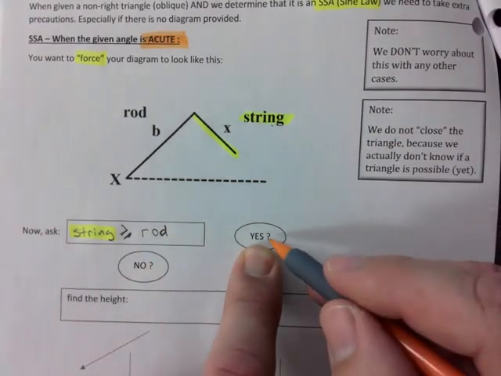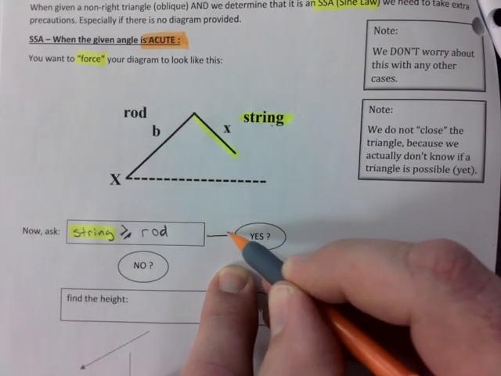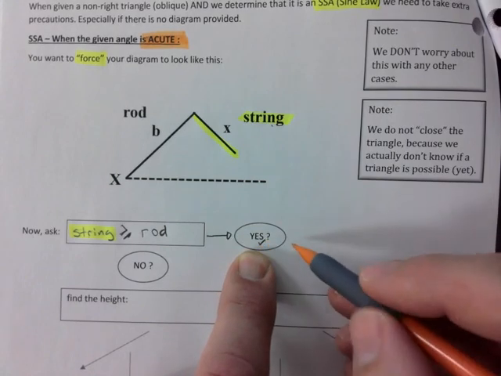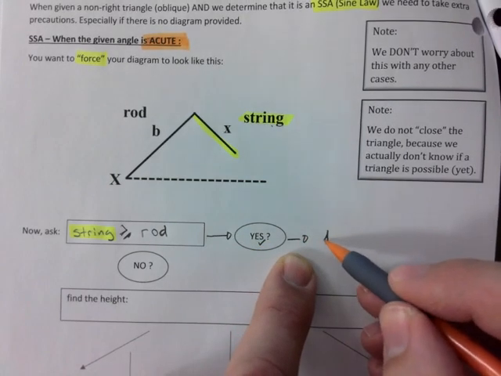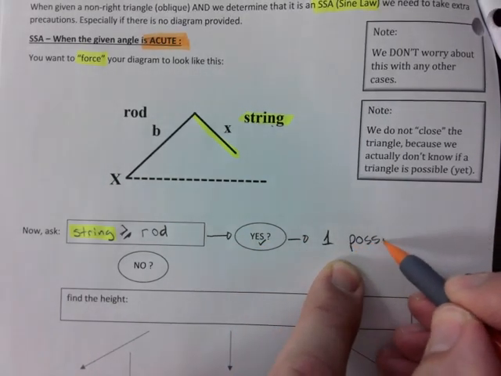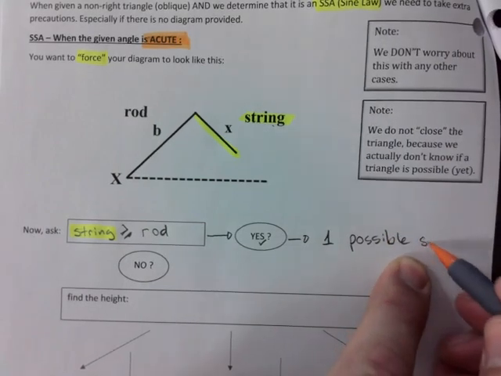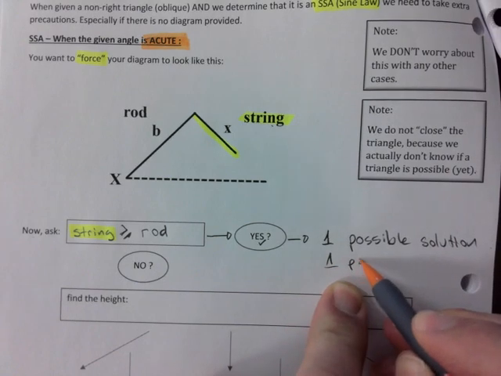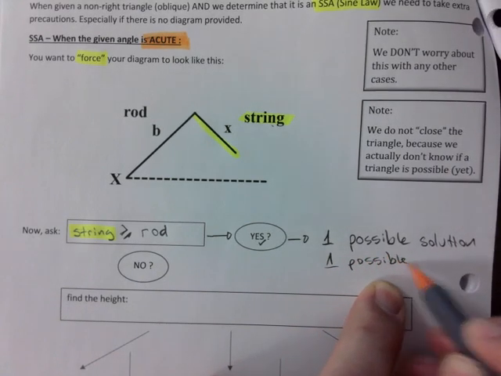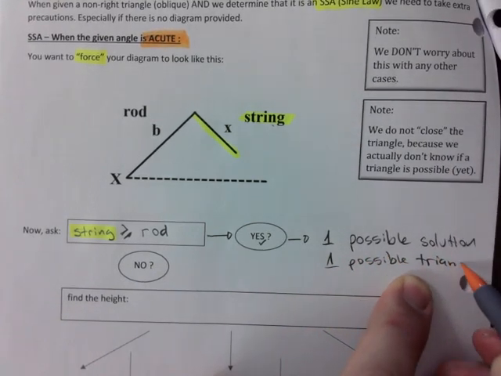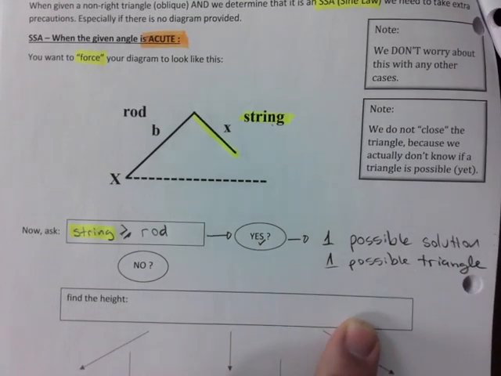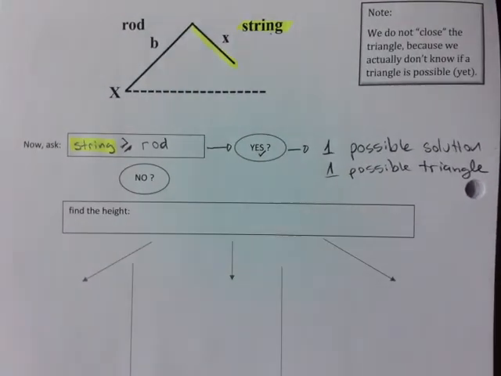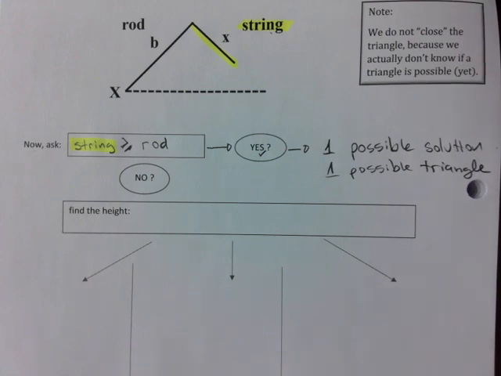If the answer is yes, if you go this way and you answer yes, then you have one possible solution, or one possible triangle. That's the same thing. There's one possible triangle that can be created with that information.